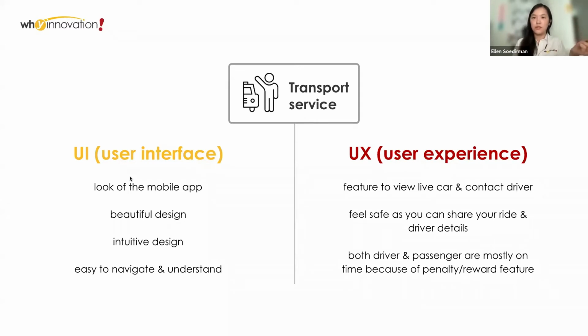And then another feature is you feel safe because you can share your ride and your driver details. So that's how it's designed. It's designed in a way that the transport service knows exactly who you are with. They know which vessel, which car you are going into. So let's say if anything should happen, they know who to look for. So that gives you a sense of security. So it gives you a better user experience when you're using the product, right? And for another example, both the driver and the passenger, because we are looking at two users and customers here, right? Driver and passenger. They're mostly on time, both of them, because of the penalty and reward feature. So these are the things that encompass user experience. And UI is more about the look and feel. Okay.